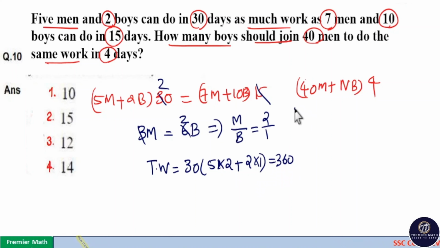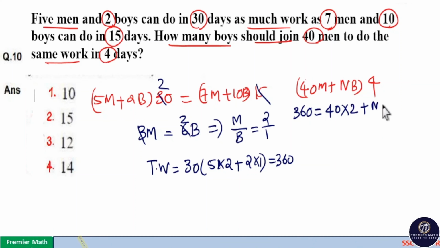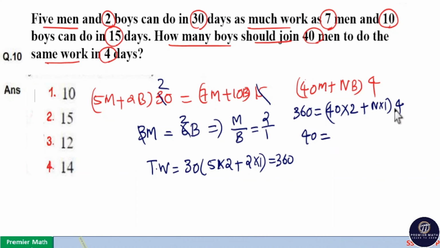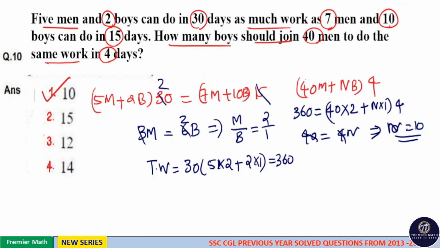So this 360 units of work is completed by 40 men and n number of boys in 4 days. That is, 40 men complete 40 into 2 units of work and n number of boys complete n into 1 unit of work for 4 days. That is 40 into 2 is 80, 80 into 4 is 320. 360 minus 320 is equal to 40. So 40 is equal to 4 into n, 4n, which means the number of boys is equal to 10. n is equal to 10 here. So option 1 is your answer.